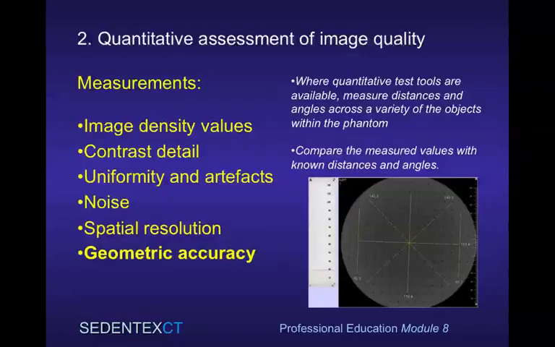Finally, geometric accuracy. This is of obvious importance in clinical practice, particularly where measurements are of great importance, such as in implant dentistry. Where quantitative test tools are available, we can measure the distances and angles across a variety of the objects within the phantom. On the Sydentex CT phantom, you can see an example assessment of geometric accuracy being made on the phantom image.